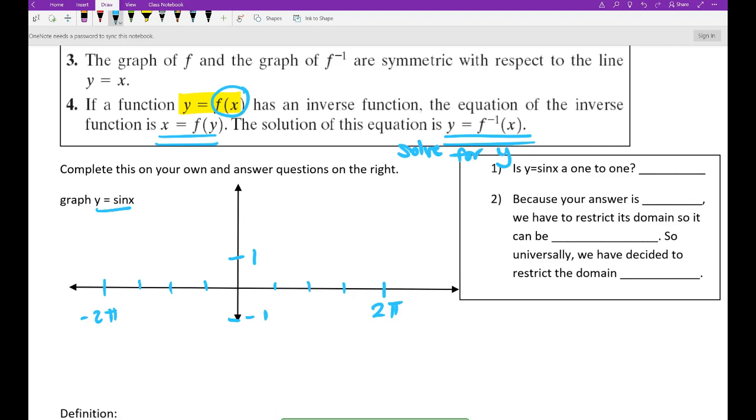Starts at 0, 0. So it starts at 0, 0 for sine, and then you go and divide this into 4 equal parts.